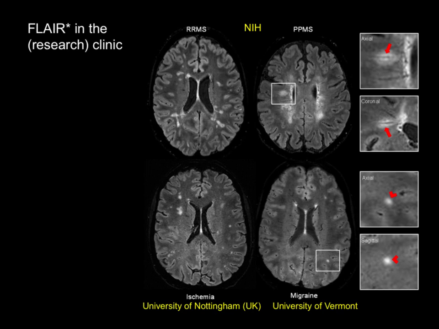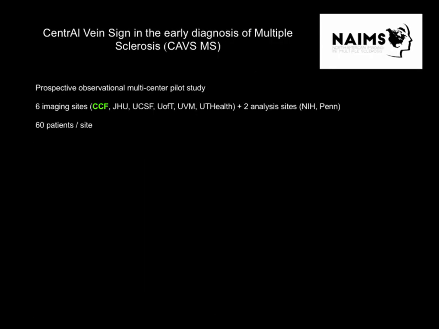These images are generated offline but pushed back into the PACS system, so all clinicians up in radiology can look at the FLAIR star images. It has also been implemented on other sites. The University of Nottingham in the UK and the University of Vermont also have this feature implemented and can do it routinely. So it's also giving us feedback from outside clinicians on how useful this actually is.